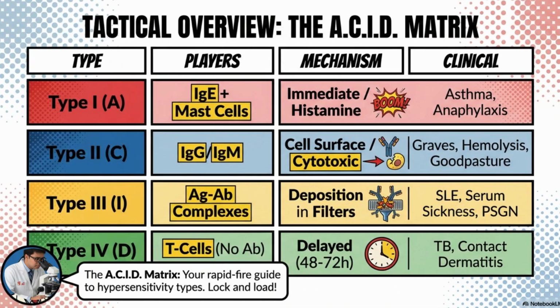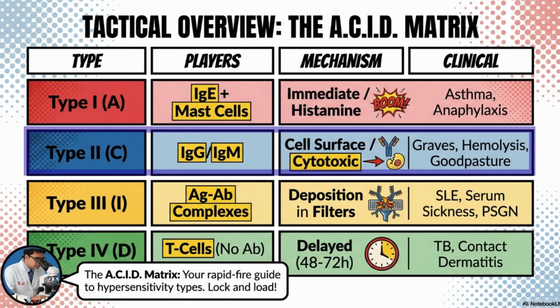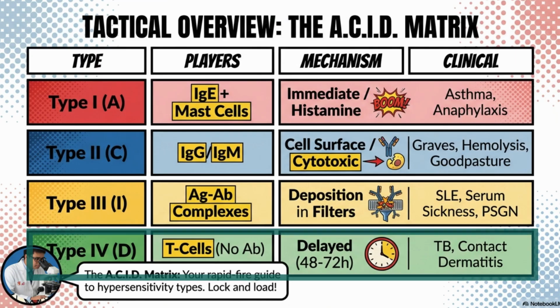Here's your tactical overview, the ACID matrix. This is your rapid-fire guide, lock and load. Type 1, IgE, mast cells, immediate: asthma and anaphylaxis. Type 2, IgG or IgM, cell surface: Graves or hemolysis. Type 3, antigen-antibody complexes, deposition in filters: SLE or serum sickness. Type 4, T cells, no antibodies, delayed: tuberculosis or contact dermatitis.